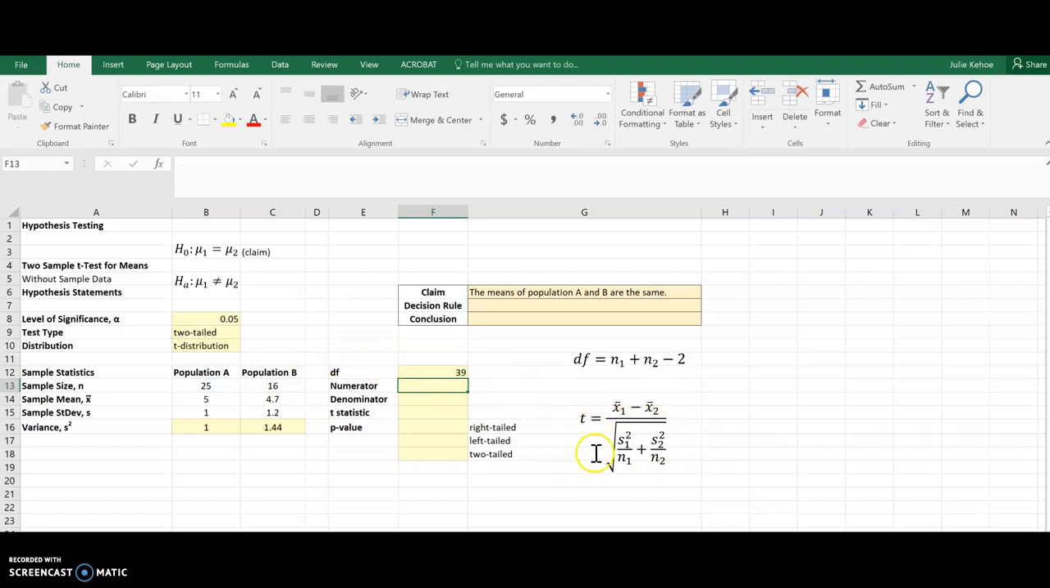And then this is a pretty complicated formula, so I'm going to break it up, do the numerator and then the denominator separately, which you can break up even more if you want. So I'm going to start with the numerator. Up top here, I'm going to subtract the two sample means. And then for the denominator, I start with the square root there.